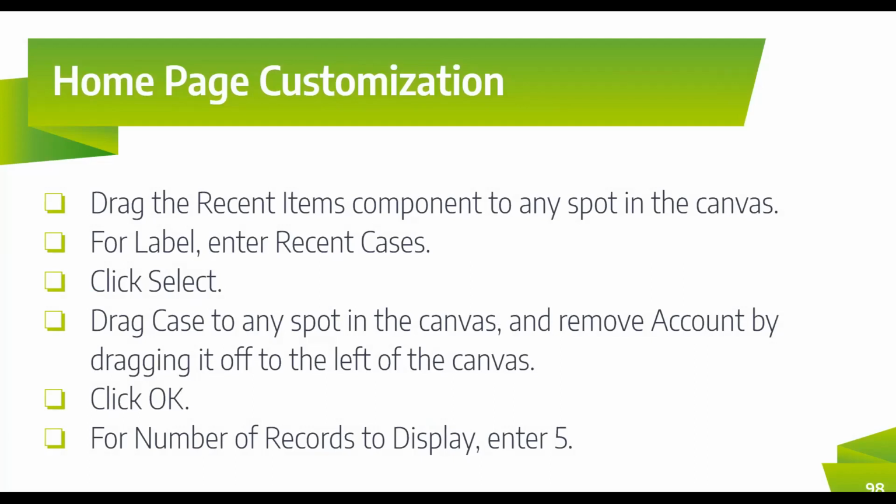Now see here what you're going to do. You're going to select the recent cases and drag and drop it on the canvas, on the spot, right? Select it, then drag and drop to any spot on the canvas, and remove the account component by dragging it off or to the left of the canvas. Then you can give how many records you want to display.